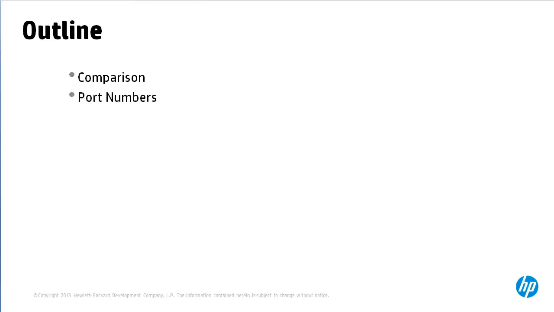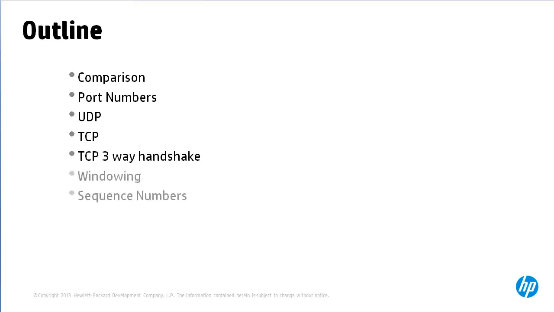We're then going to discuss port numbers and terms such as ephemeral ports. Then we're going to look at the details of UDP and TCP, so detailed discussions of both of those protocols. I'd like to explain the TCP three-way handshake, windowing, and sequence numbers.